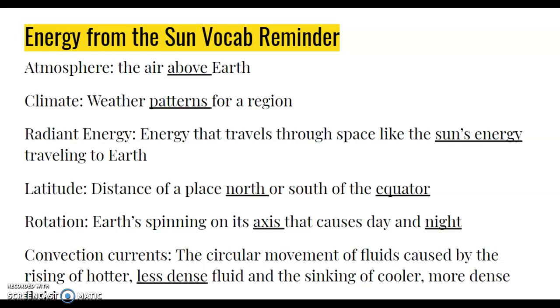Convection currents are the circular movement of fluids caused by the rising of hotter, less dense fluid and the sinking of cooler, more dense fluid. And this is a really big factor in what we see happening with weather.